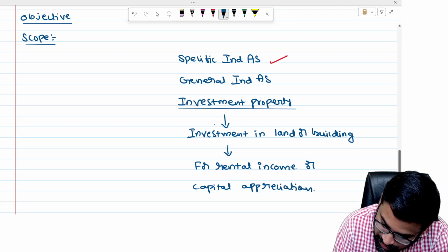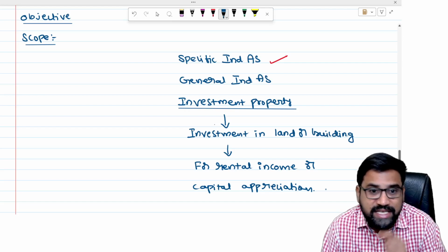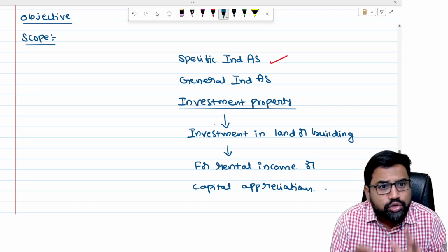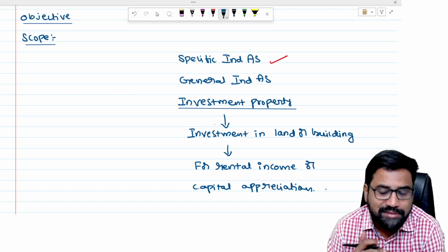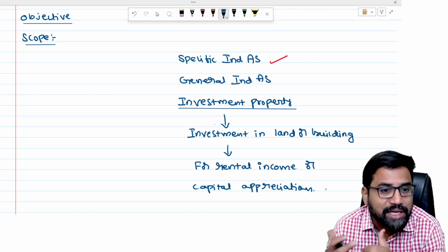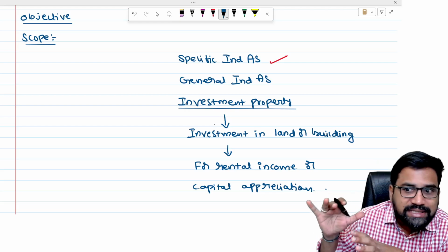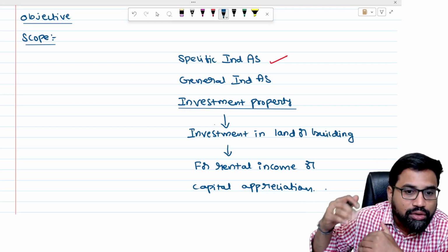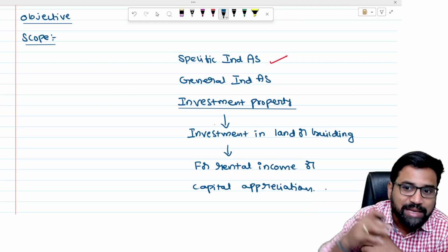Capital appreciation, not for use in business. We don't want to use this land or building in business, but we want to earn some income. Or we purchase a land and building for growth in value, I mean for capital appreciation.